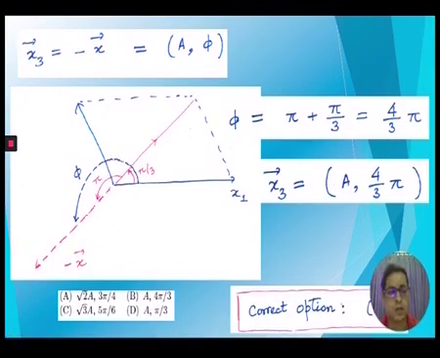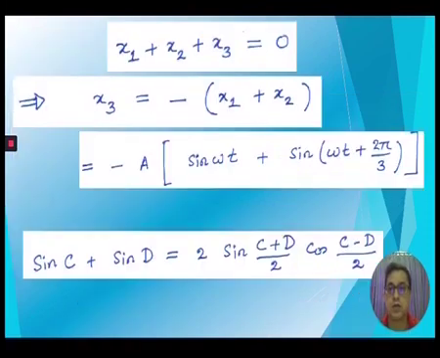This can be done in another simple way. You just do it algebraically. The method that I have shown you just now is a vectorial, graphical method. You can do it by the algebraic method as well. Here you just have to add this third one so that the effects of x1 plus x2 get cancelled out. So x3 is obviously equal to minus of (x1 plus x2).